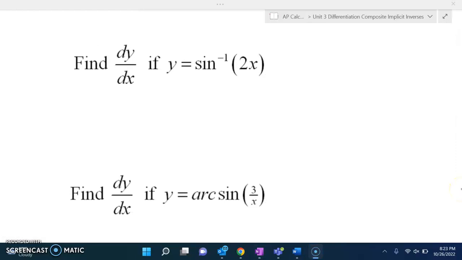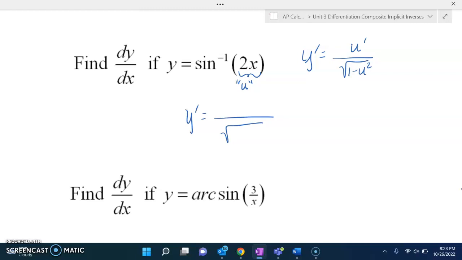So find dy/dx of y equals sine inverse of 2x. So this is that u that I'm referring to. We saw above the formula for sine inverse is u prime over the square root of 1 minus u squared. So let's plug it in. I always do the denominator first. You don't have to. It's just a habit.